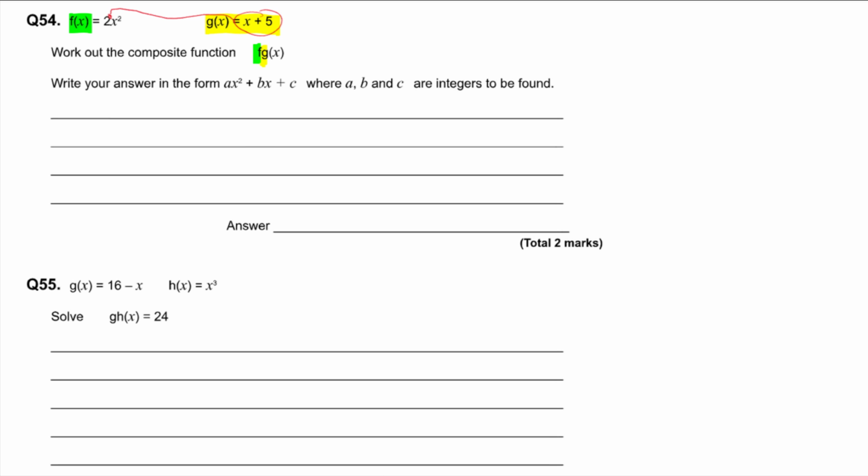Okay, so my function f of g of x is going to be in the format of f. It's 2 lots of x squared, but rather than writing x, I'm going to write the g of x function, which is x plus 5, and then I'm going to put the square there. Okay, so like I say, I've replaced the x in 2x squared with x plus 5. Now I need to write my answer in the form of a quadratic, so I'm going to have to multiply this out. So that's 2 lots of x plus 5 all squared.